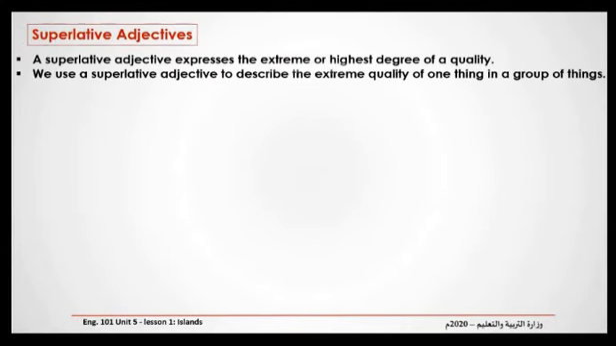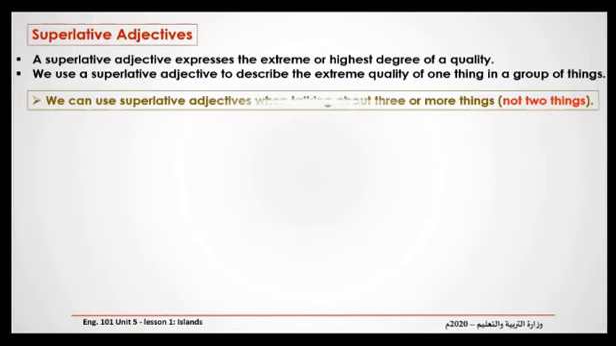What about superlative adjectives? A superlative adjective expresses the extreme or highest degree of a quality. We use a superlative adjective to describe the extreme quality of one thing in a group of things. We can use a superlative adjective when talking about three or more things, not two things.